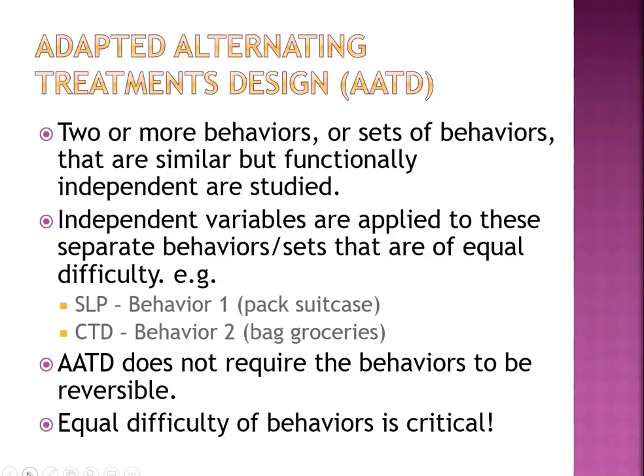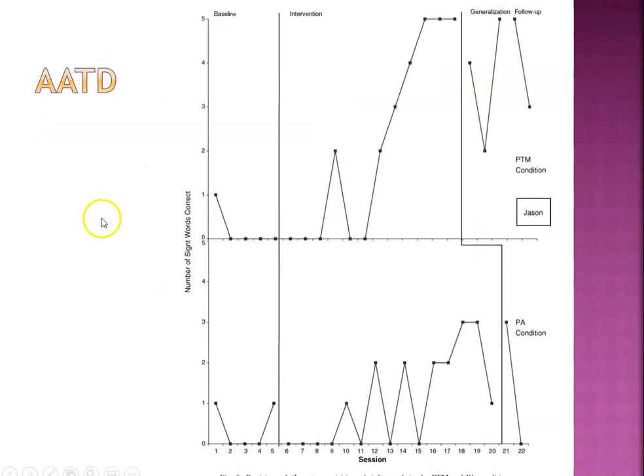For example, here are 2 interventions, a system of least prompts and constant time delay. We can compare these 2 interventions for efficiency and effectiveness across 2 very similar behaviors: one, packing a suitcase, and the other, packing groceries. So the adapted alternating treatment design does not require the behaviors to be reversible, but the equal difficulty of behaviors is critical. Let's take a look.